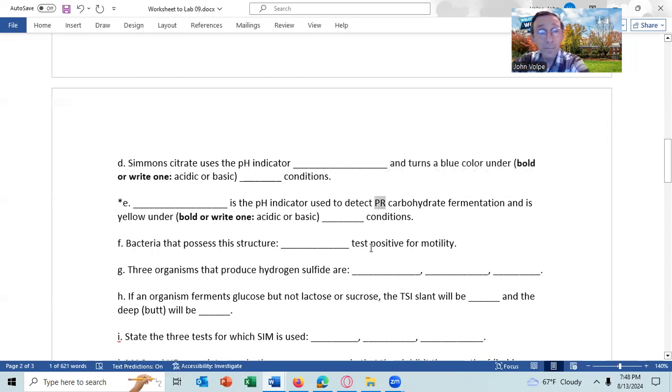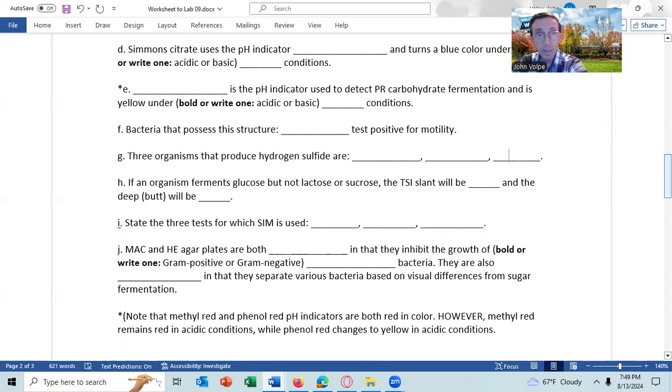All right. 2F, bacteria that produce this structure test positive for motility. So what cell structure allows bacteria to be motile? 2G, three organisms that produce hydrogen sulfide are species 1, species 2, species 3. And if you don't want to do species, you could do a family, as long as the family is all positive. 2H, if an organism ferments glucose but not lactose or sucrose, the TSI slant will be what color and the butt will be what color?